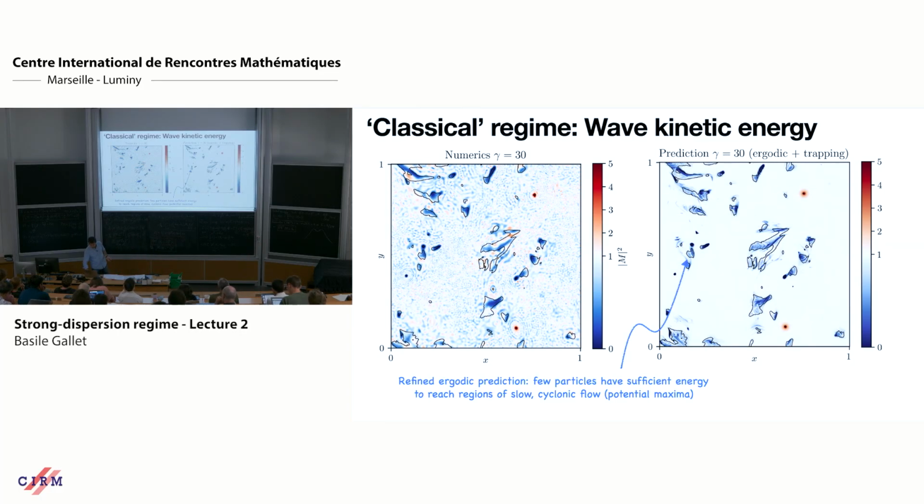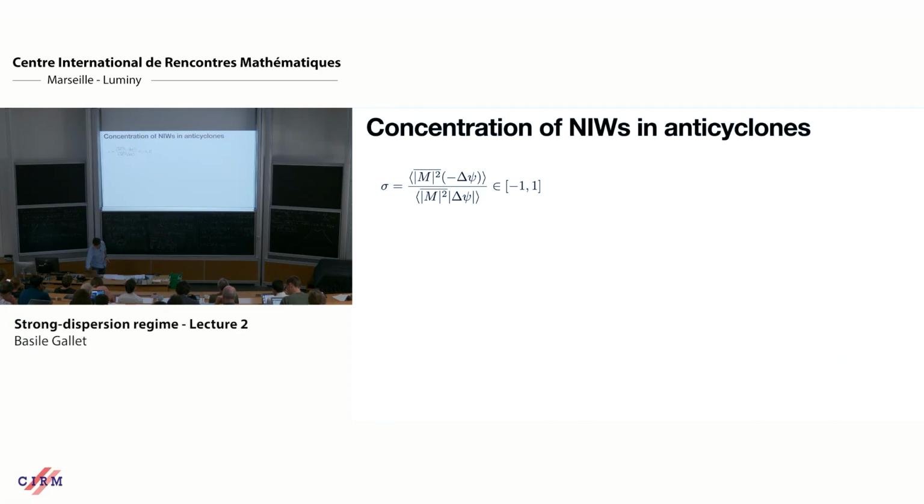So we can predict all these time-averaged statistics. I've shown you how we can compute various time-averaged statistics for weak gamma and for strong gamma, and now I'd like to conclude on this part by going back to the concentration of near-inertial waves in anticyclones. Why is it maximum at intermediate values of gamma? What have we understood from these asymptotic expansions?